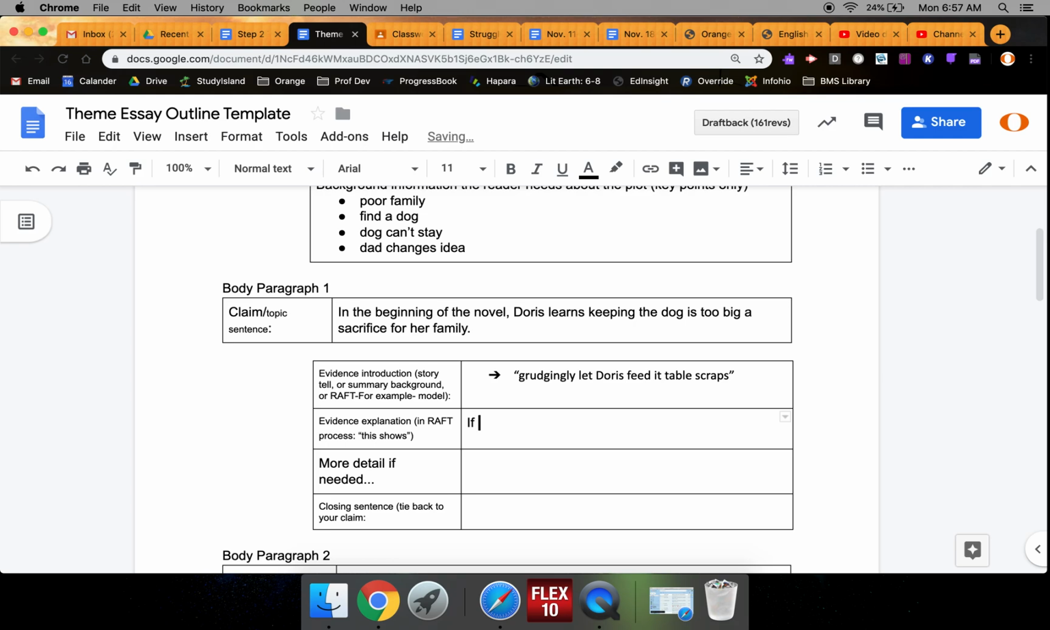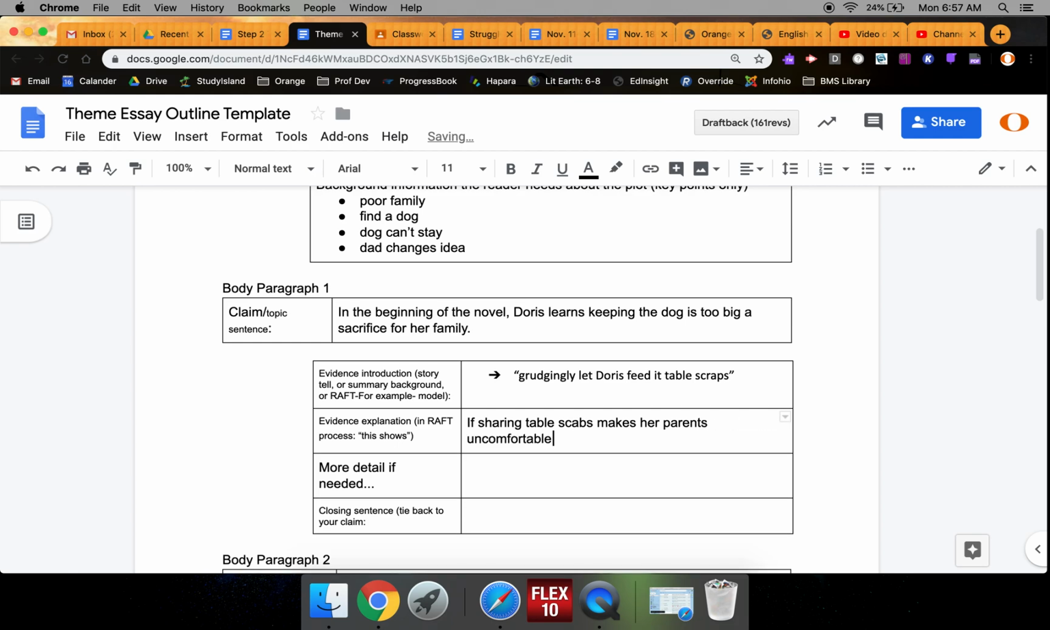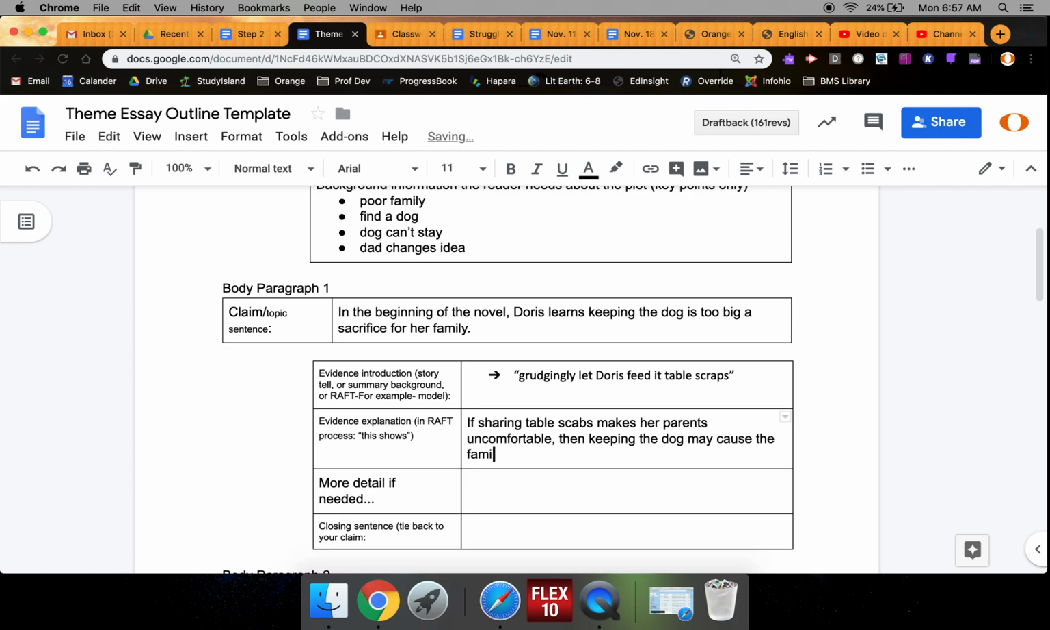If sharing table scraps, I don't care. I'm going to leave my mistakes because this is a draft. If sharing table scraps makes her parents uncomfortable, then keeping the dog may cause the family to lose food for themselves.